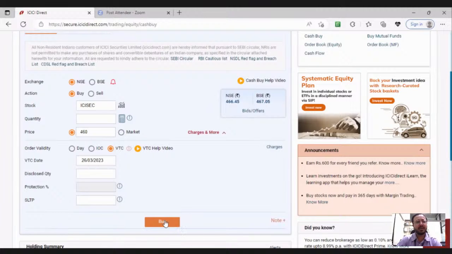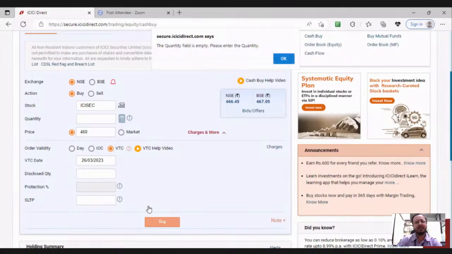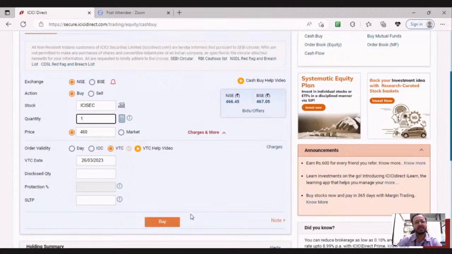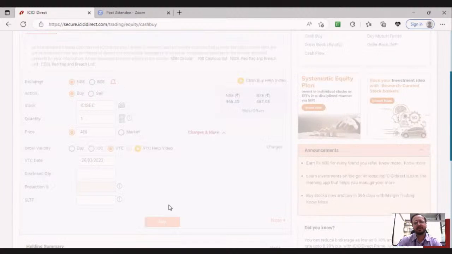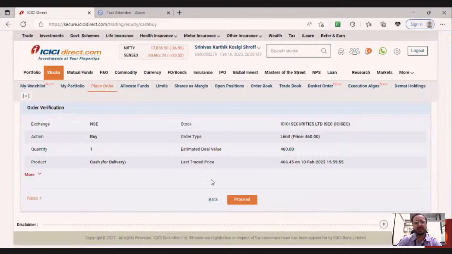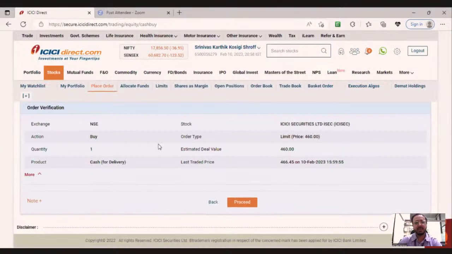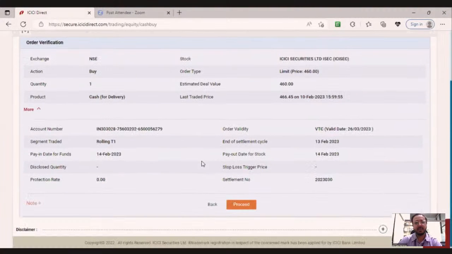Then I can proceed and buy. I can verify all my details and proceed to place the order in the exchange. Now let's look at how to place an SLTP order. SLTP stands for stop loss trigger price. SLTP can be used for both buy as well as sell orders.